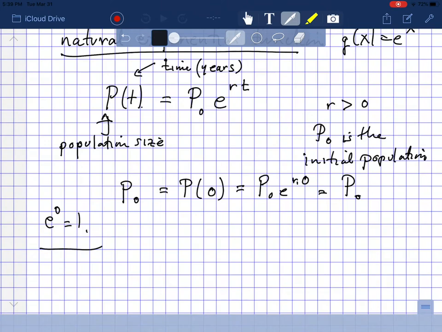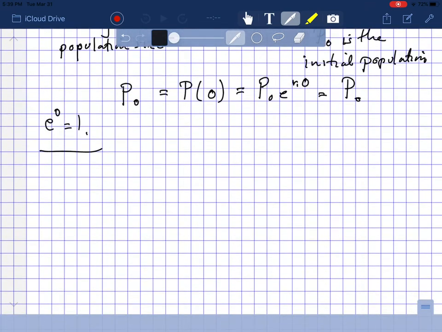So that's one of the many things that the exponential function models. Another thing that happens to be modeled by the exponential function is radioactive decay.